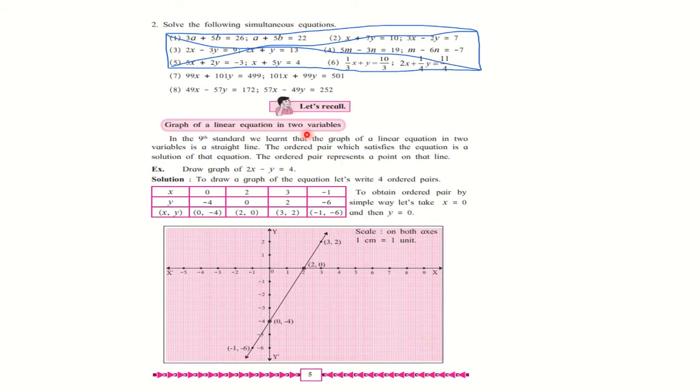So see question number 2. These questions number 1 to 6 are cancelled, which are based on those two methods, elimination method and the substitution method. But questions number 7 and 8 are a particular type of equations. You will observe here 99x plus 101y and here 101x plus 99y. That means the coefficients are interchanged.